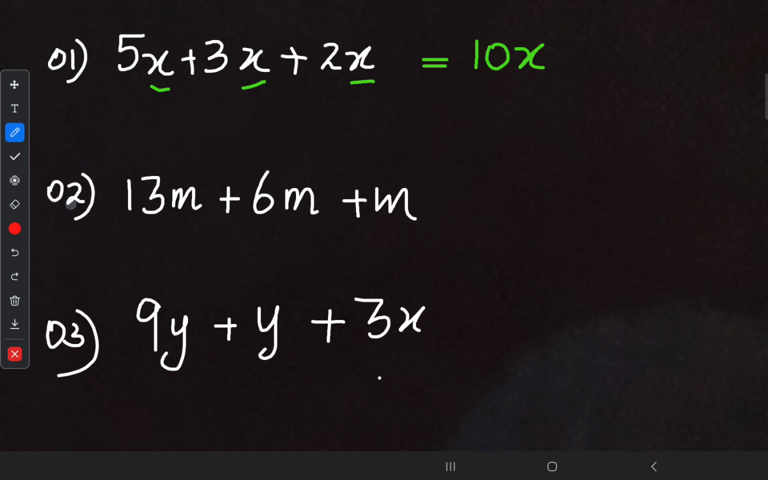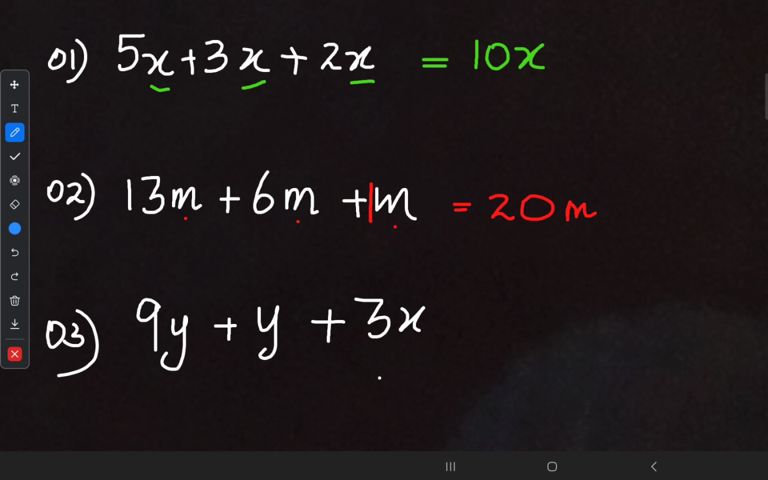Similarly, let's think about the second question. 13m added with 6m plus m. Here only m is indicated, so we can write it as 1m. Yesterday we studied about this. M means there is only 1m appearing here. So all these variables are same, and we can do the calculation. 13m plus 6m is 19m. 19m added with 1m will give you 20m. Okay, 20m.